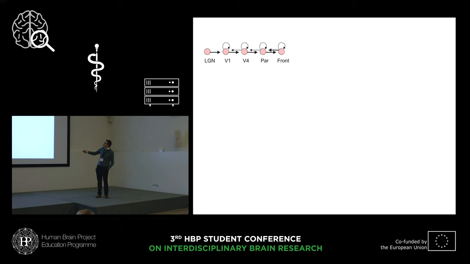There are self-connections within the areas, and there are feedback connections. Now, he made the connections between parietal cortex and frontal cortex so strong that if a certain level of activity is reached, they will basically self-sustain each other's activity. Okay, so that would be ignition. If you reach that threshold, then you get ignition.